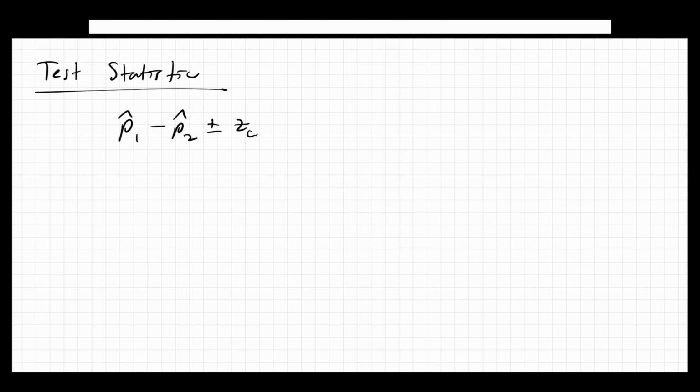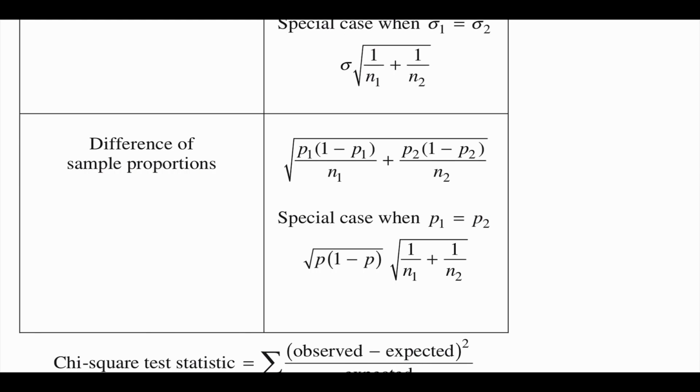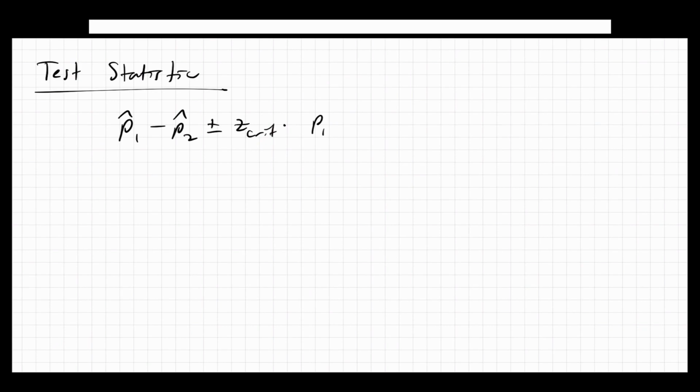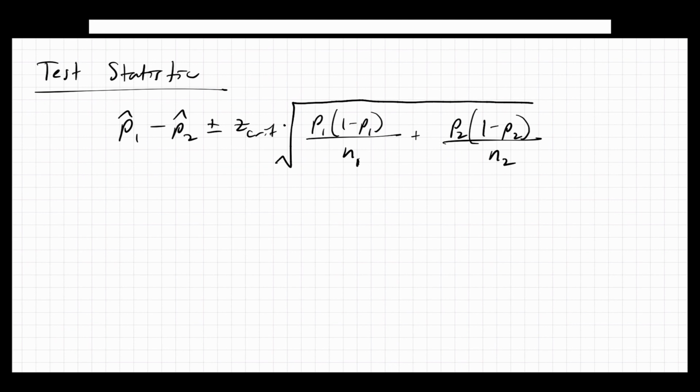And then since it's proportions, it's going to be z critical times the square root of P1 times 1 minus P1 over N1 plus P2 times 1 minus P2 over N2. It's written on the board, but I forgot it. Well, it's right there on your sheet.